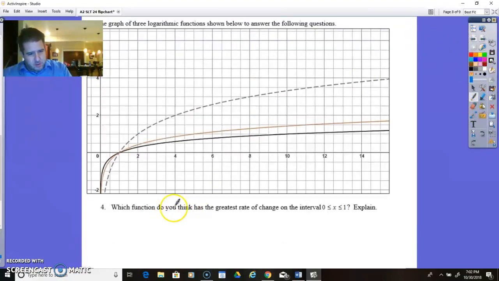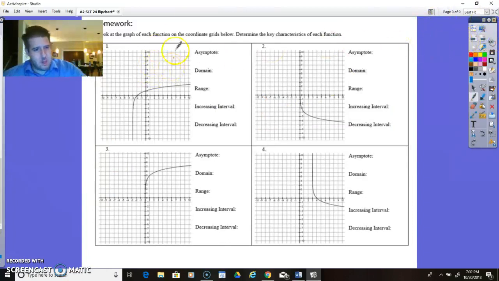All right, which function do you see as the greatest rate of change for the interval of 0 to 1? So we're only going from here to here. The one that's increasing the most is the one that's going up the fastest, and that would be this dotted line's increasing the fastest.